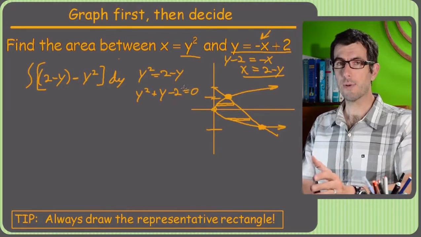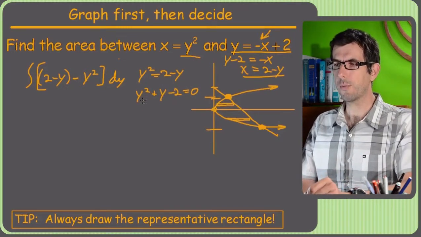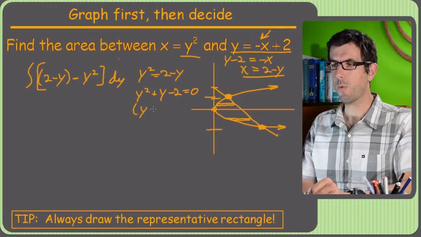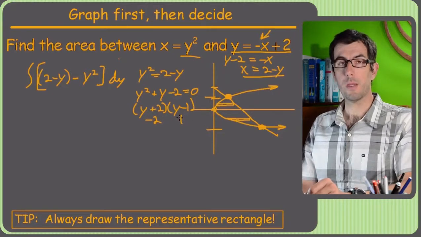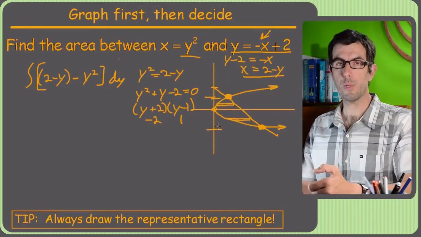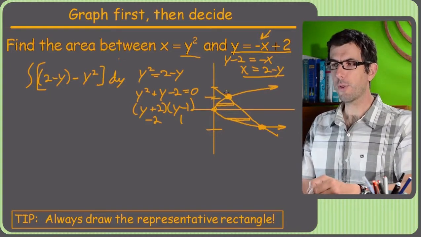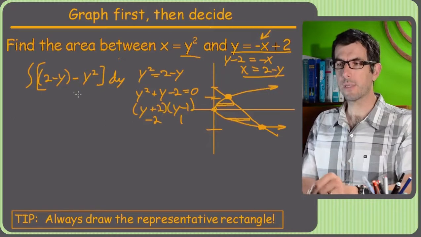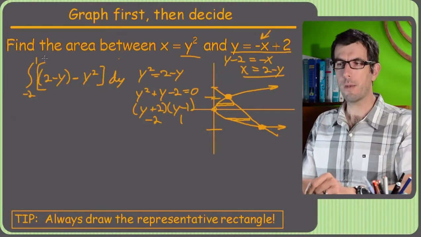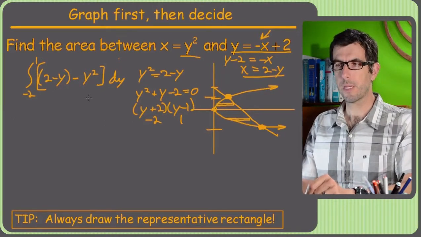Remember, the first step to factoring is put everything together on one side, set it equal to 0. This factors to y plus 2 and y minus 1. So that means negative 2 and positive 1 are the two y coordinates at which things would intersect. Now I could go through and find out the exact coordinates at this point, but it doesn't really matter. The y coordinate is all that matters, because negative 2 and 1 are the limits of integration.